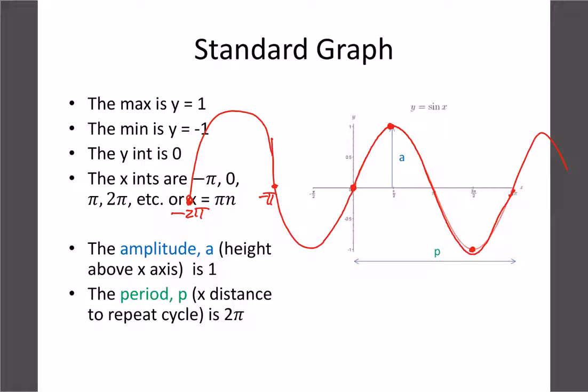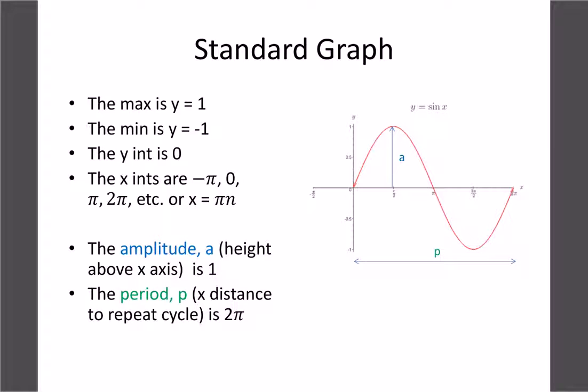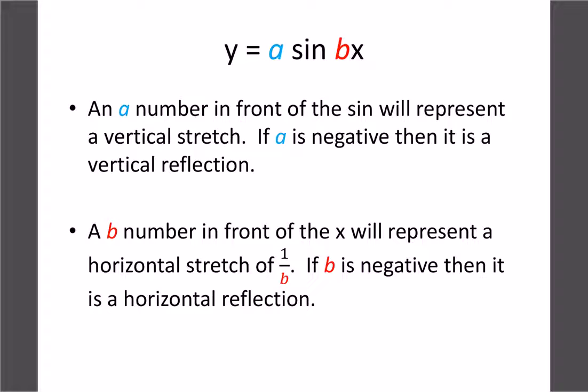So our x-intercepts end up being every pi or multiple of pi, so we can write that as x equals pi n. The amplitude from the graph is the height of the graph from the x-axis. So from the x-axis, our normal graph has a height of 1. And the last one, the period, is the length of the graph in the x direction for one complete revolution. So we started at 0, we end up at 2 pi, so we'd say the period of a regular sine graph is 2 pi. Every 2 pi or 360 degrees, it's going to repeat. So now what we do is we take that information and tie it to a sine equation.